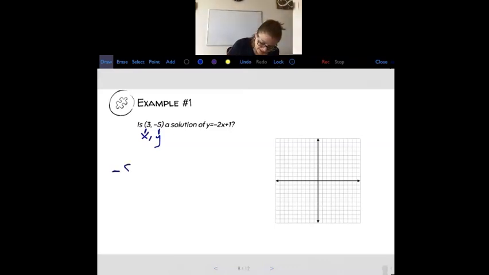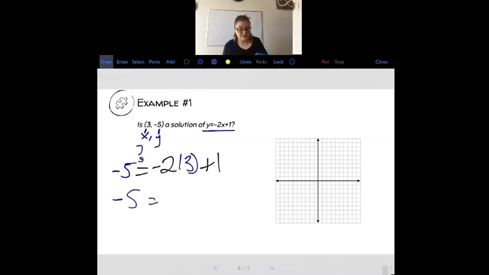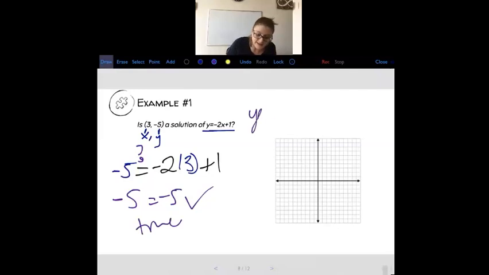So I'm going to plug in -5 for y. That's equal to -2, and we'll plug in 3 for x, plus 1. Okay, and we'll keep simplifying. And we want to know if this is true: -5. You can plug the right-hand side into your calculator if you want, or calculate it by hand: -5. So this is a true statement, which means yes, it's a solution. Okay, so that's calculating it by hand, plugging in x and y, and seeing if what we get is true.